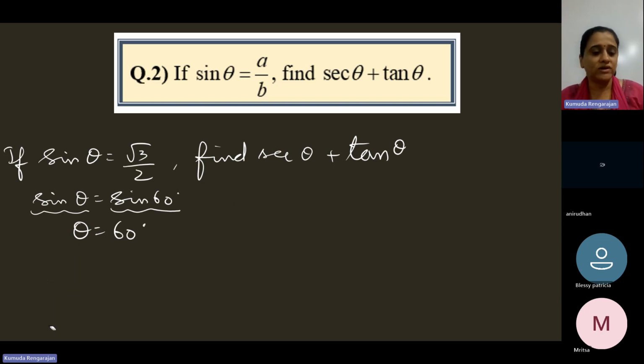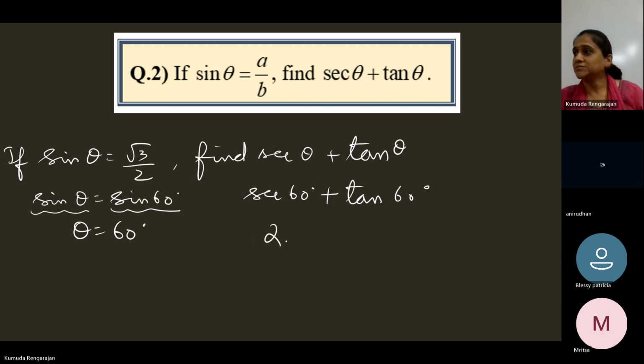What should you evaluate? You need to evaluate secant theta plus tan theta, that means secant 60 degrees plus tan 60 degrees. So what is secant 60? It's the reciprocal of cos 60. Cos 60 is 1/2, so it will be 2/1, which is 2.